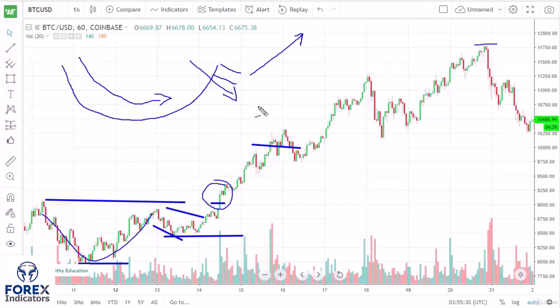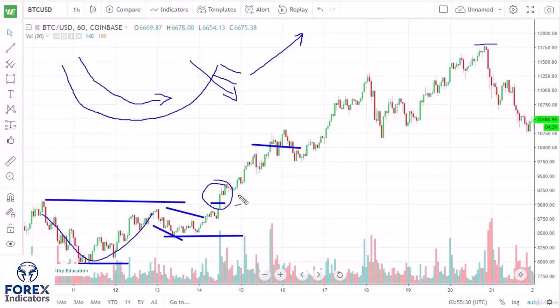So think about the psychology always. You should always think about the psychology of what the participants are feeling on both sides. This high volume green candle that breaks out of resistance has the buyers feeling pretty good.